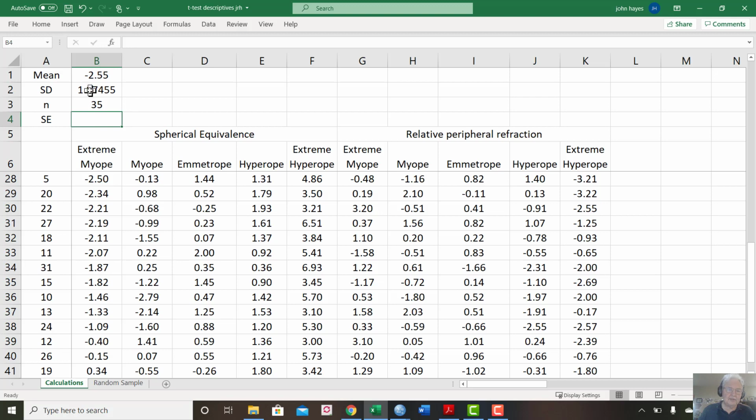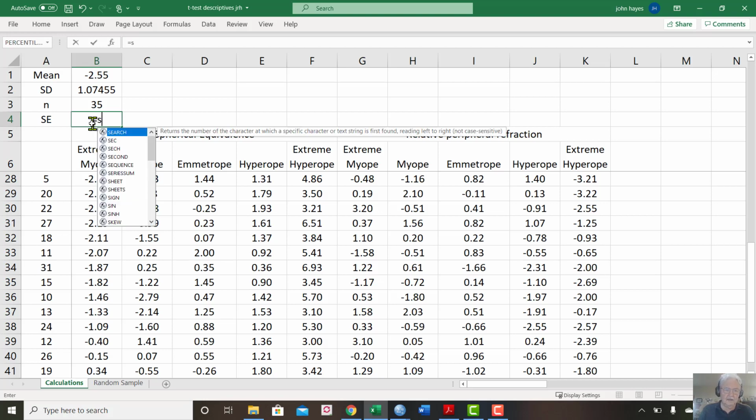And then we want to calculate the standard error. Now, I don't believe there's actually a standard error function in Excel. Let's see if we come down here. Nope, at least it's not one that starts with ST.